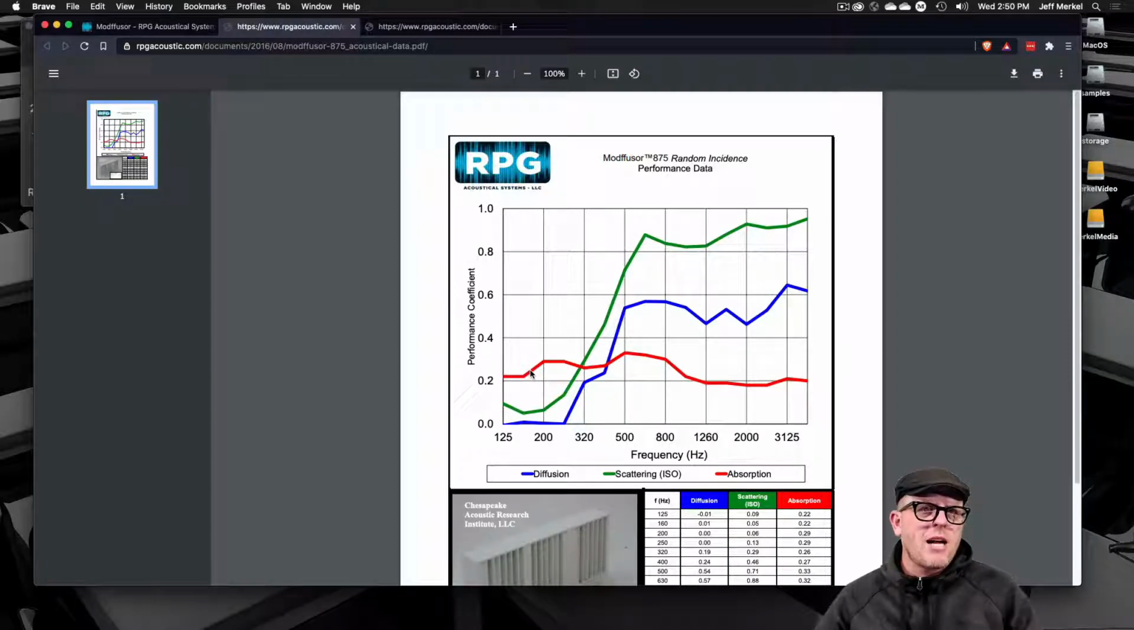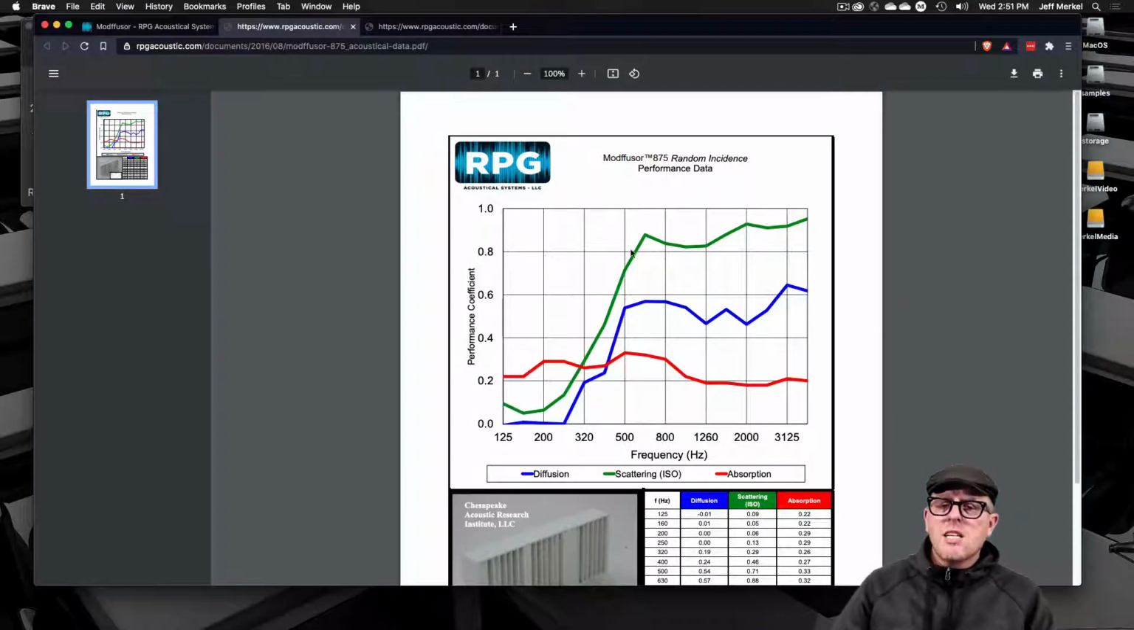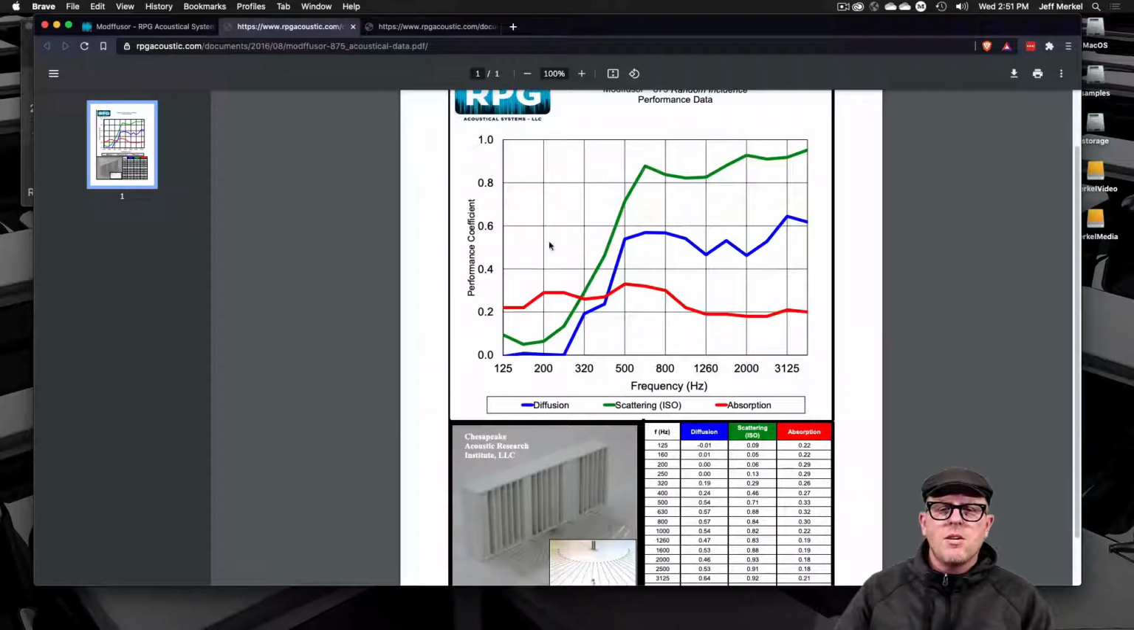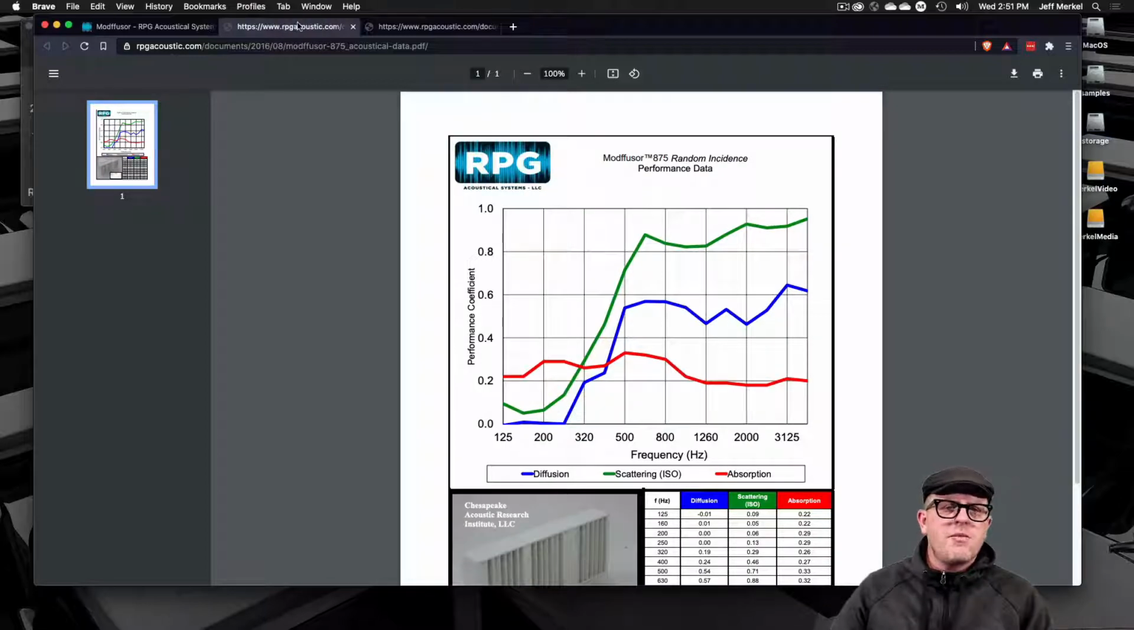If you remember back to your absorption coefficients, 1 being a perfect absorber, 0 being a perfect reflector, this is pretty close. This is pretty reflective. It does exist as an absorber, but for the most part, it's a reflector. But pretty interesting to see, and pretty effective for how well they work. So, it's pretty fascinating stuff right there.